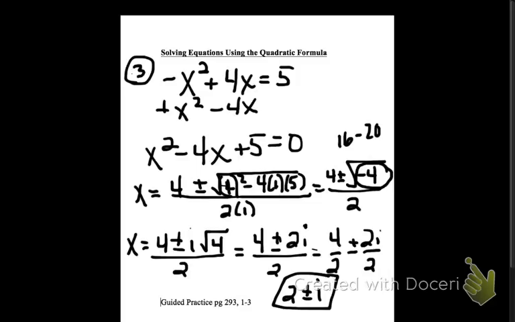The answer to number 1 is 3 plus or minus root 5. The answer to number 2 is 3 halves. The answer to number 3 is 1/2 plus or minus i root 115 over 10. I'll say that again. 1/2 plus or minus i root 115 over 10.